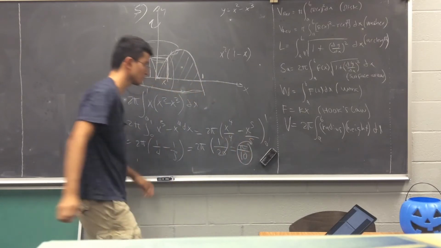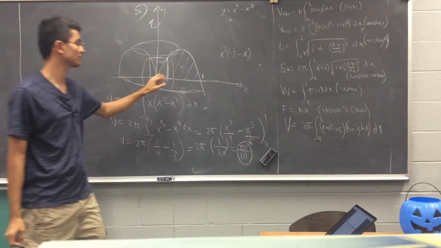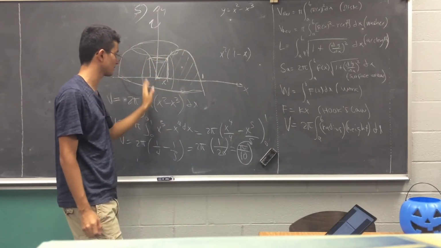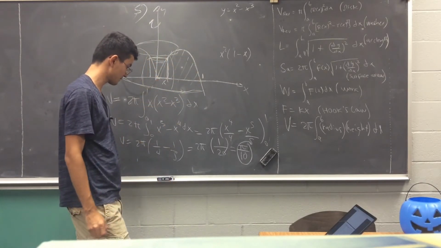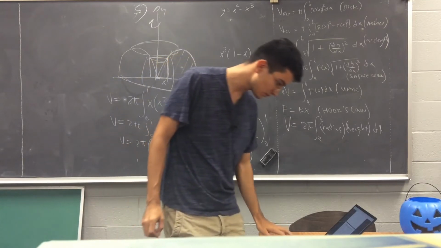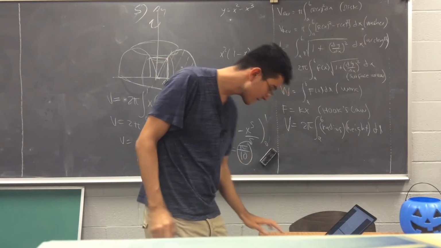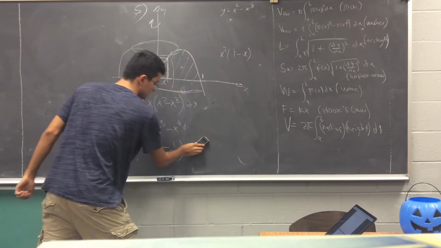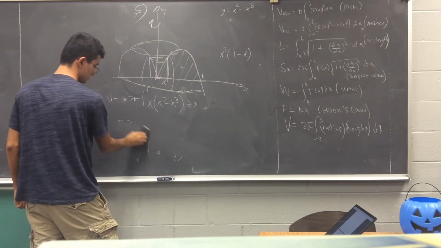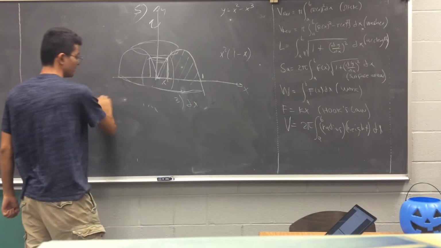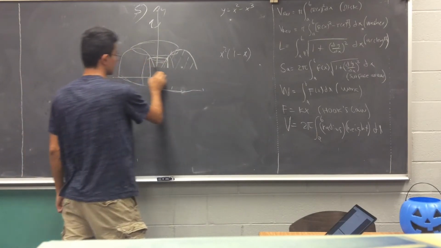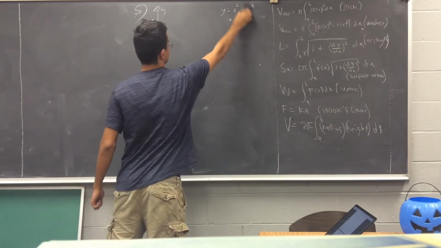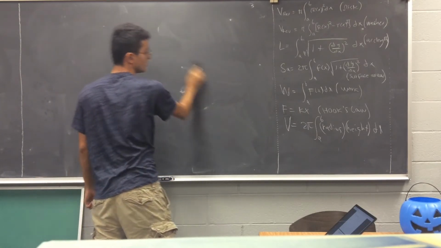Pi over 10 is the volume of the solid generated by revolving the area enclosed by the cubic and the x-axis. Okay, so now let's move to question 6. All right, that was pretty easy, right? So just remember that when you want to find the radius using the shell method, the radius is always with respect to the axis of rotation. So it's always relative to that axis of rotation.